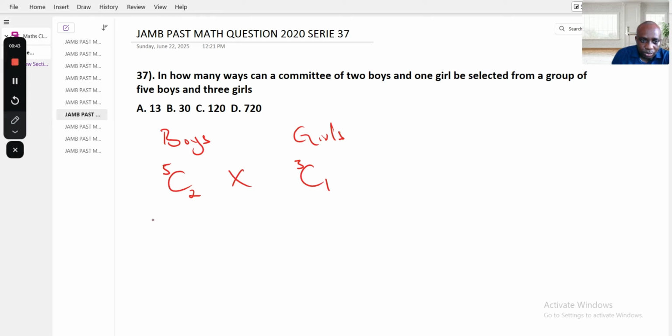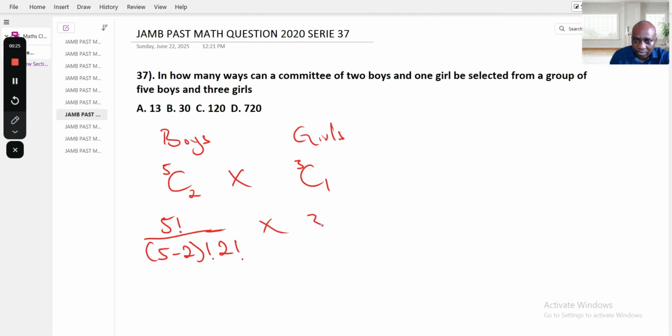Now, how to solve this question? We are going to do it like this for the boys. 5 over 5 minus 2 in brackets, and repeat the same 2 that you want to select.